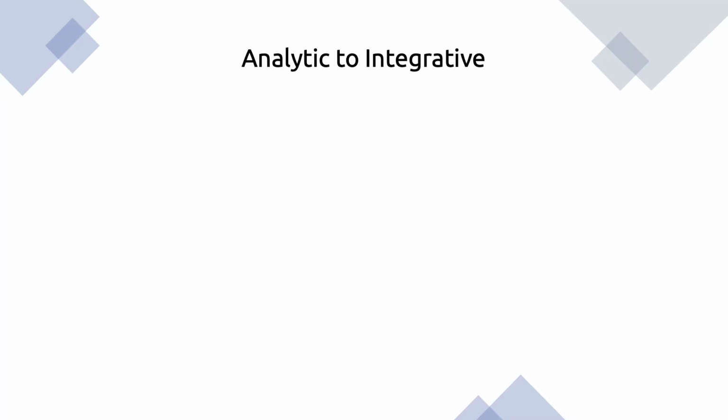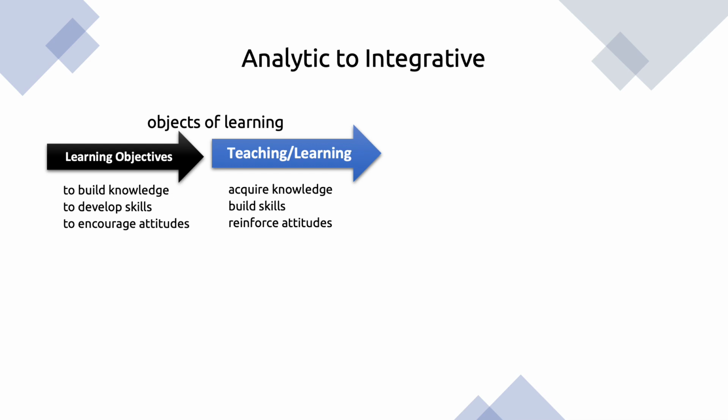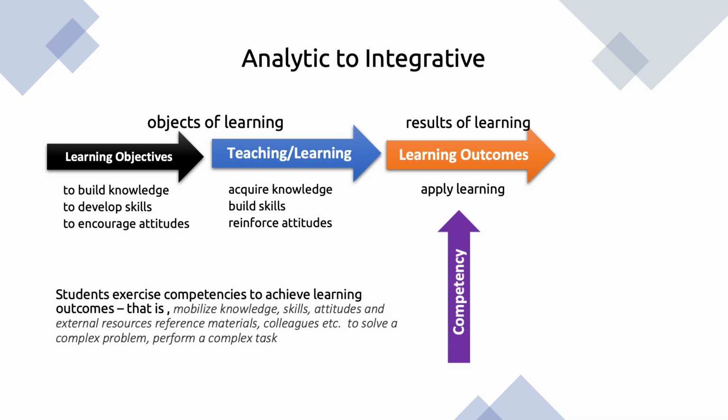This slide shows the relationship between objectives and outcomes. Learning objectives are presented to the student at the start of a lesson or a course and are formulated to express what they will learn. Teaching and learning follows to develop the student so that at the end they're able to apply their learning by exercising one or more competencies, integrating learning to solve a problem or perform a task. And an evaluation is conducted to gather evidence that students have achieved the learning outcomes.